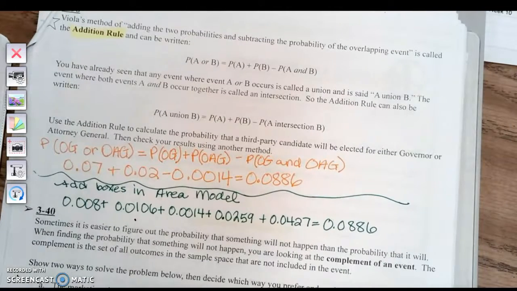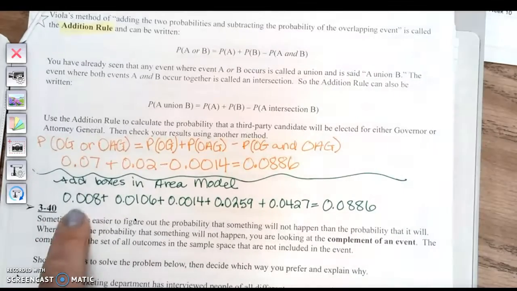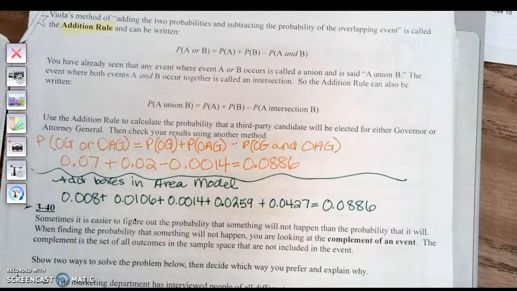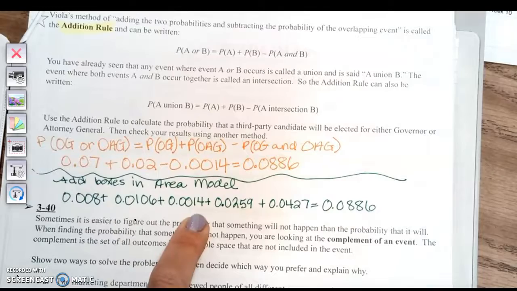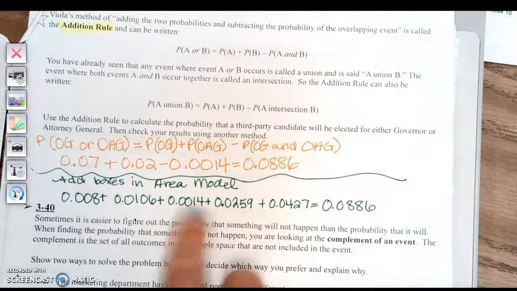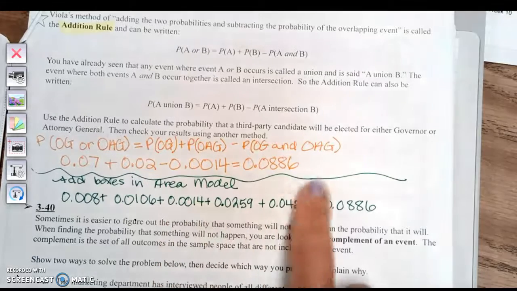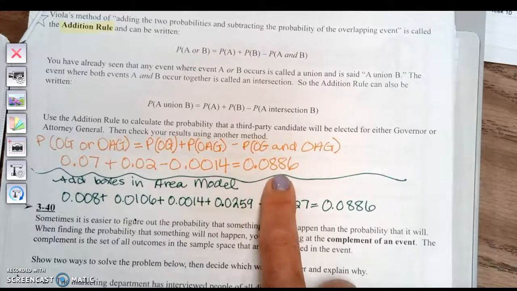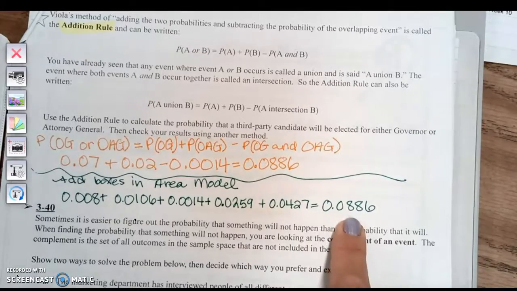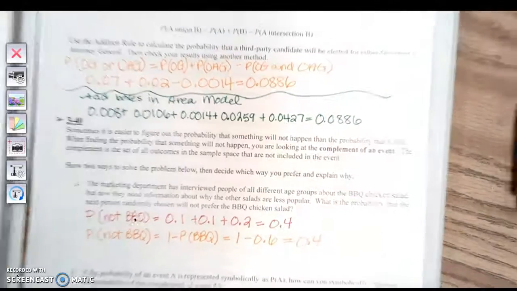The other method is just to add all of the boxes. So if we go in the column going straight down, we get those three, and then we go in the row, we add those two, but not this one because we already added it. Okay? Notice that we get the same answer, 0.0886 and 0.0886. So either method will work. Let me shrink it just a tad.